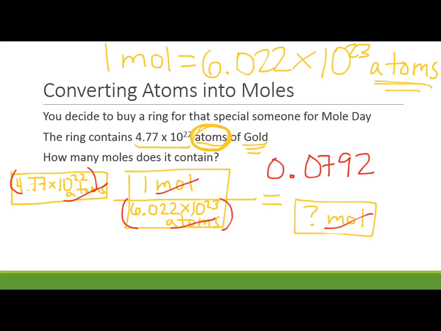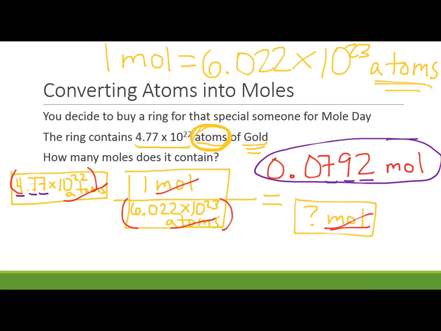Now, a couple things here. What are our units? Well, our units have to be moles, because that was our question mark. Next, let's go ahead and check our sig figs. Notice that our first number, 4.77, had 3 sig figs, so our final answer can have 3 sig figs. So it already has 3 right there, and we can just circle that, because that's our final answer. So when you hand this to that special someone for mole day, you can say, hey baby, this contains 0.0792 moles of gold. And that's sure to impress.